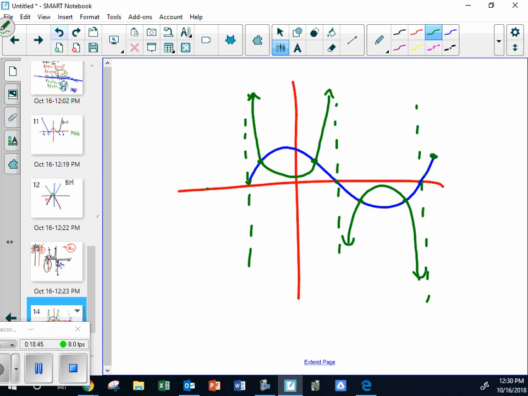What does really small on my original function mean? 1 over really small. Have you figured this out yet? If it's like 1/100th and I do 1 over that, it gets really big. So it's up here. There we go.